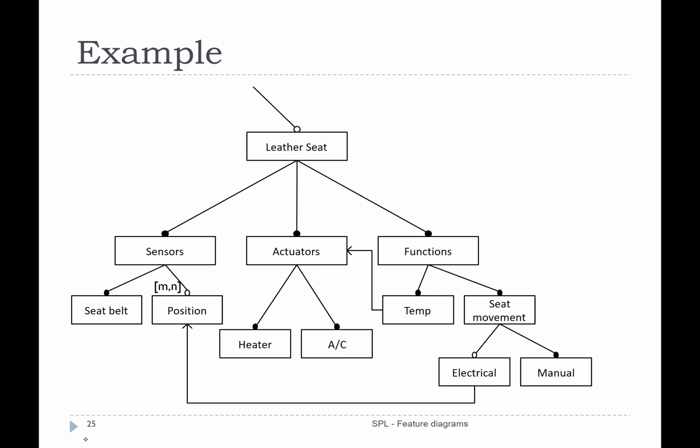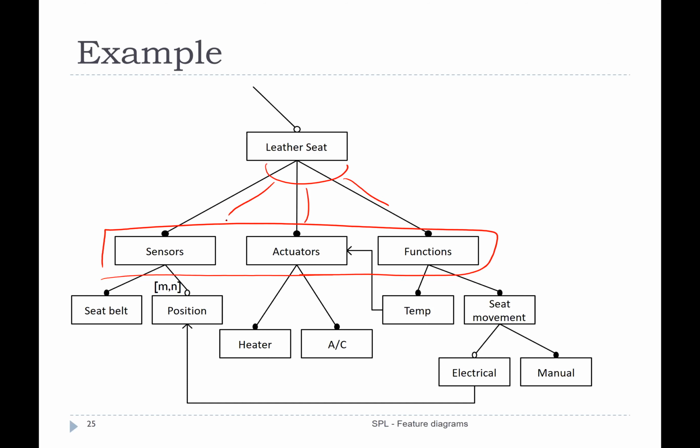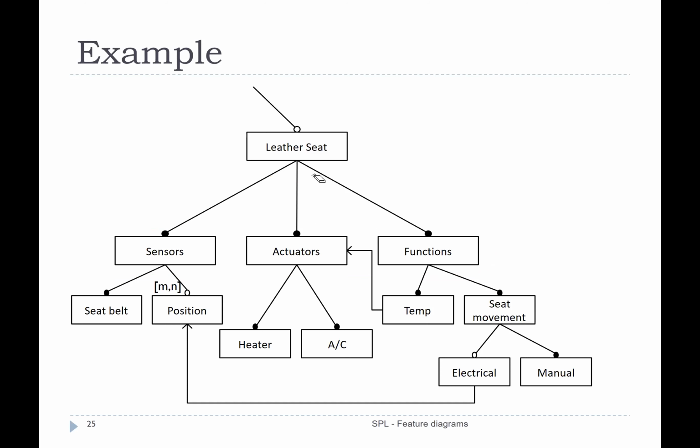All right. Here's another example. One of the things that we can have is a leather seat. If we do happen to choose the leather seat, then I have to pick all of these. Now, the way I read this is that I have an AND over here, which means I have to consider each one of those. And under it, I have to pick functions, actuators, and sensors. Within functions, I have to pick those two. With seat movement, I have to pick manual, but the electric feature is optional. With the actuators, I have to get the heater and the AC.